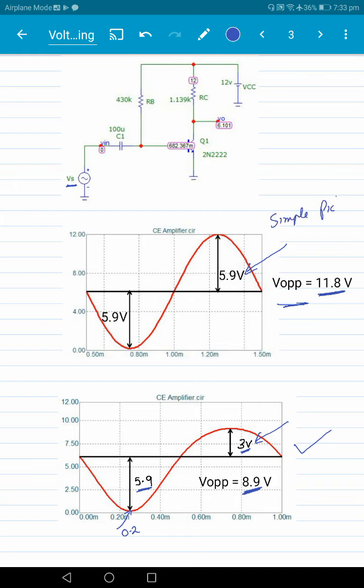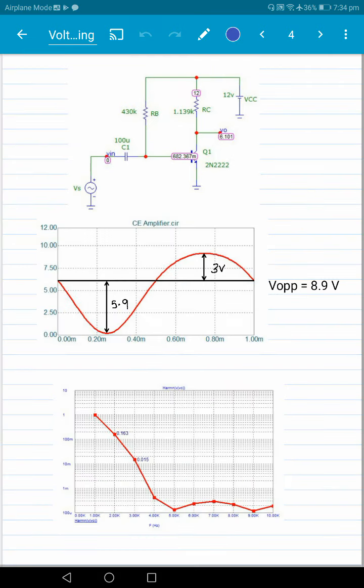So the simple picture is not valid, because the transistor is a nonlinear element, and when you increase the input voltage to get a large output swing, then nonlinearity starts showing up. And look at the amount of nonlinearity: 5.9 volt, almost 6 volt, let's say on the negative side, and 3 volt on the positive side here. So the positive swing is half of the negative swing here. So that's a lot of nonlinearity. And we are only getting 8.9 volt swing here.